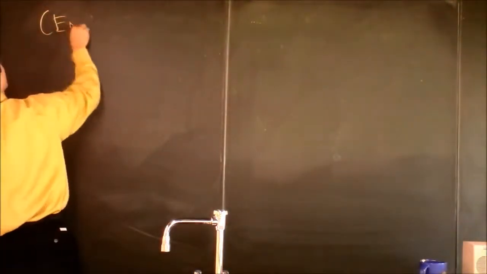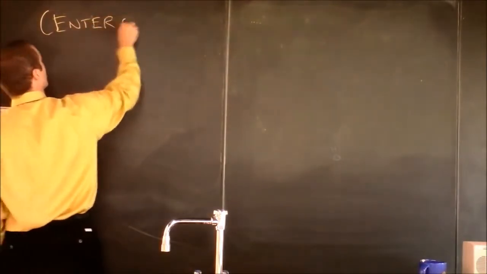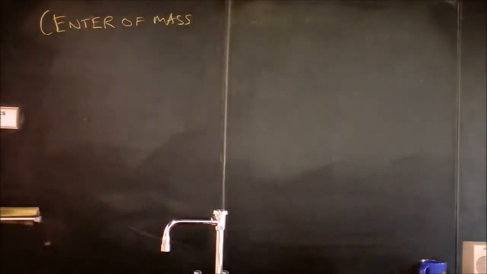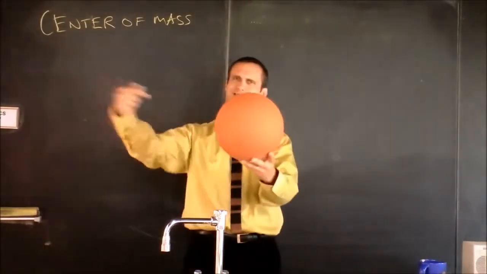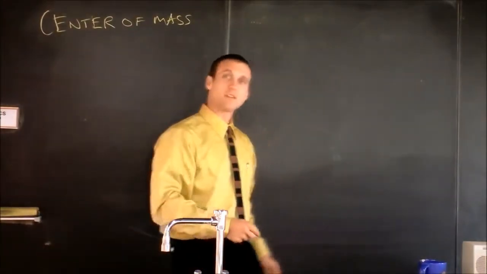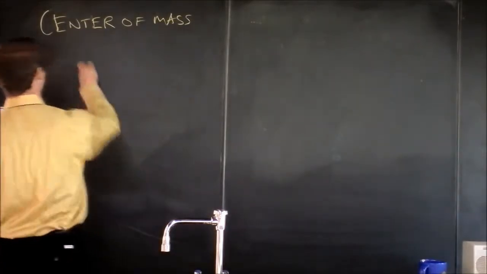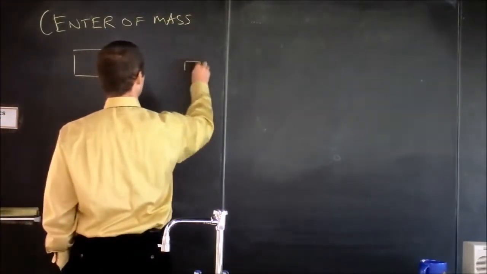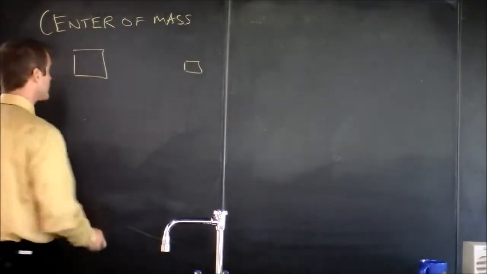Uh-oh, center of mass. Center of mass is easy for things like spheres. Center of mass in the center. Some things are more complicated though. For instance, a box and another box. Where do you think the center of mass is?